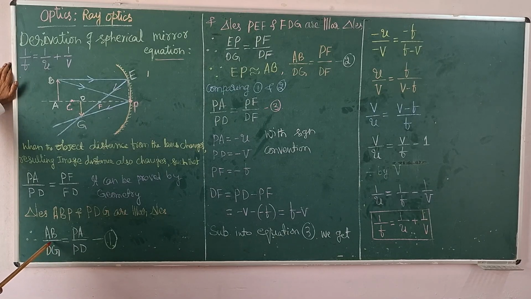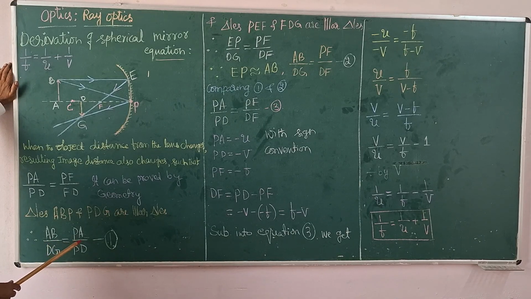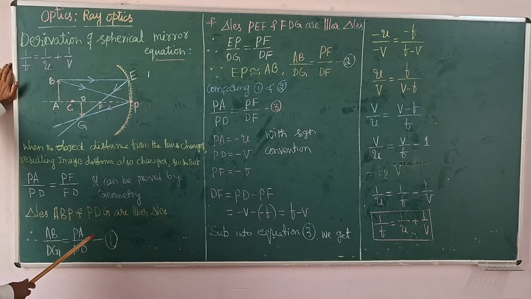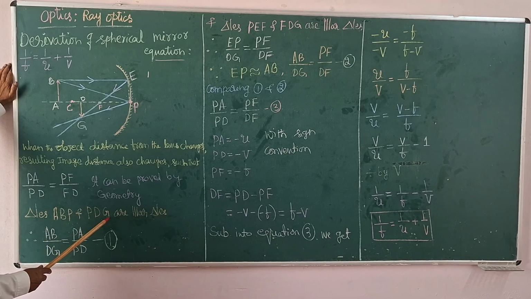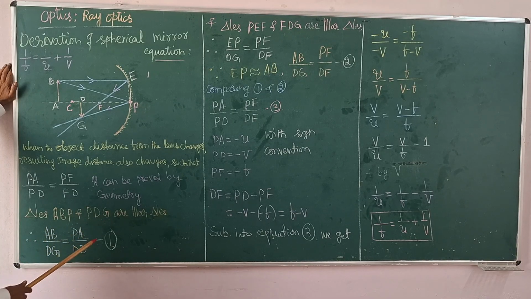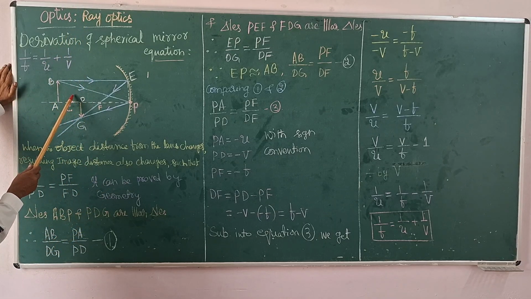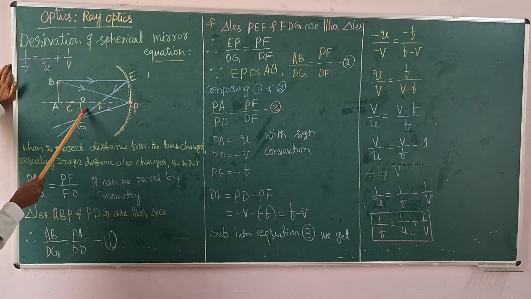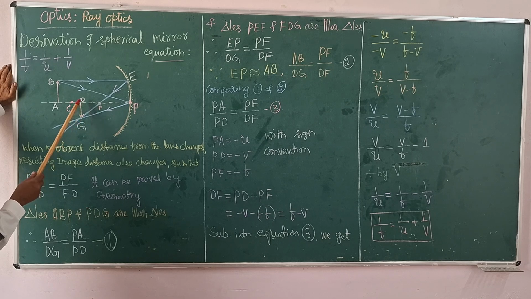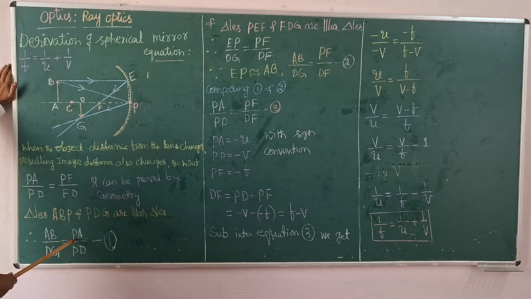That is, ratios of the corresponding sides are equal. That is what is applicable for all similar triangles. So we can have this equation from these two triangles which are similar. That is geometry, knowledge of geometry. This one equation you get.